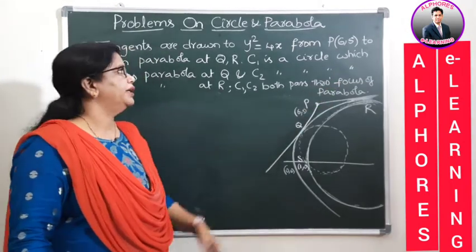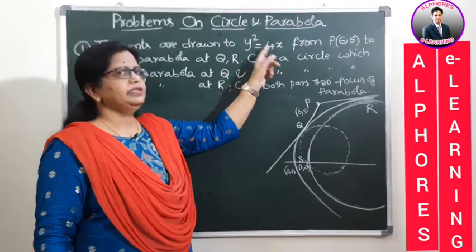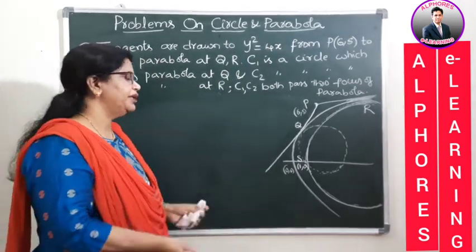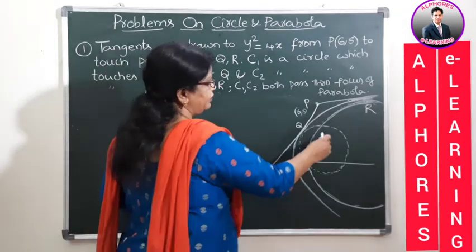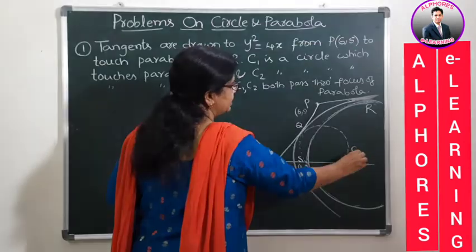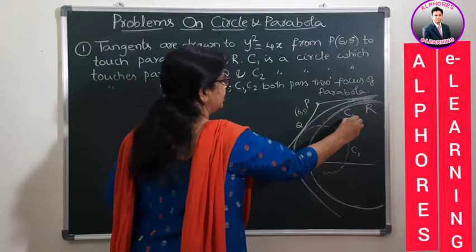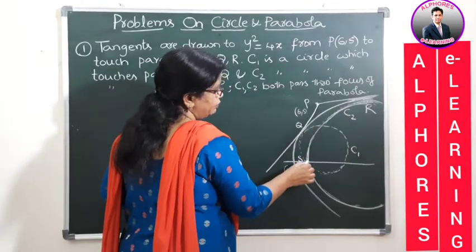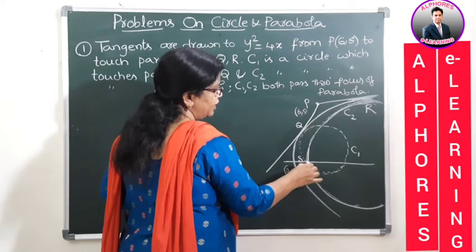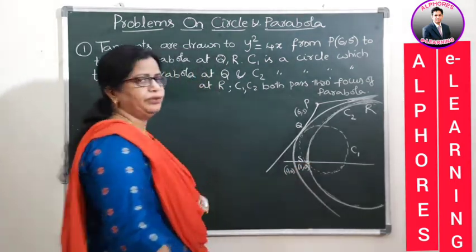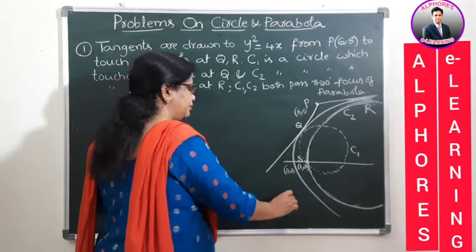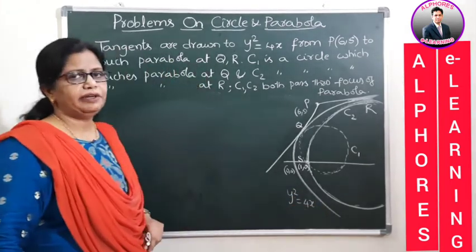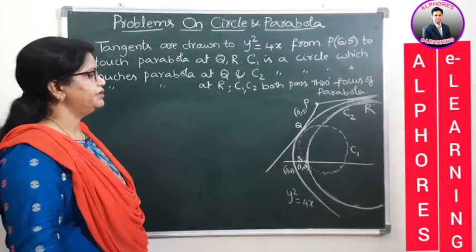The focus of the parabola. So to this parabola, students, you know what the focus is. It is nothing but (1, 0). So now this is the data. This is circle C1 and this one is circle C2. Both the circles are passing through the focus (1, 0). Now this is the standard parabola given, where a equals 1, 4x given.